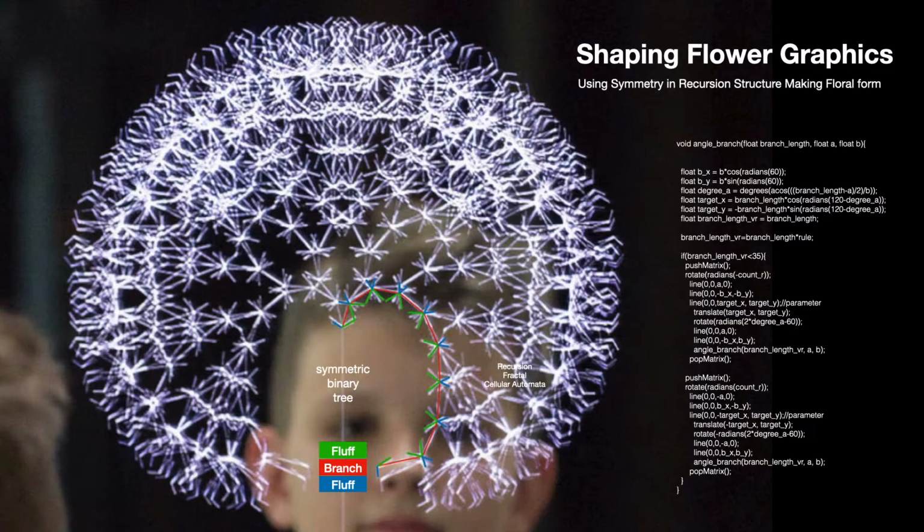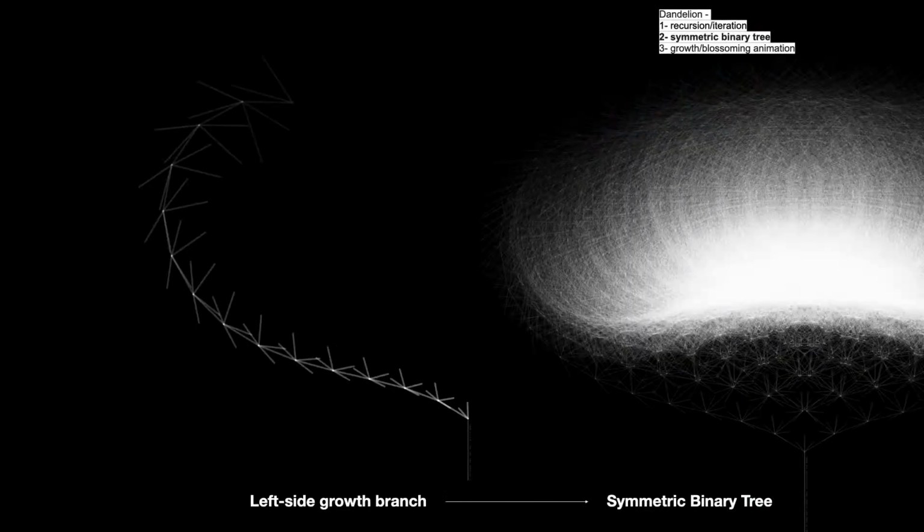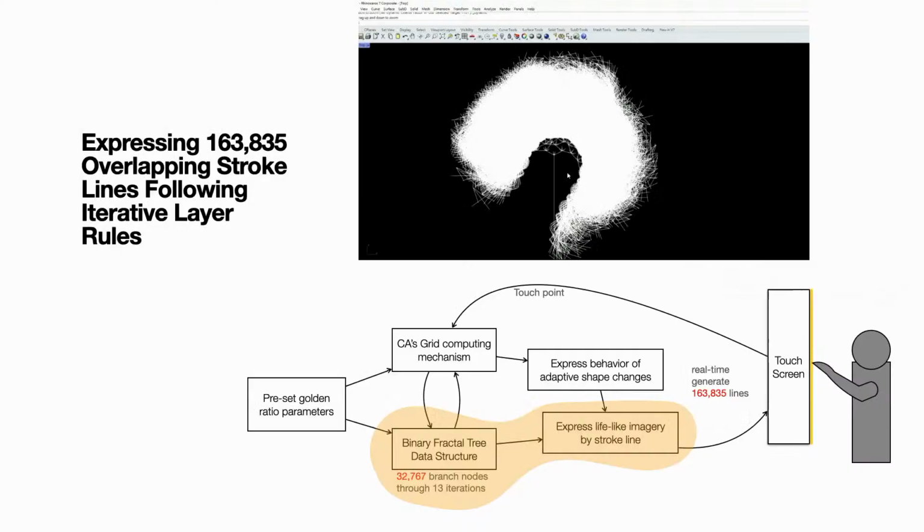We use these elements to generate. The one on the left side is the growing branch, which is put in symmetry, and each branch can be symmetric to the left side and the right side. So it looks like a flower-like form.